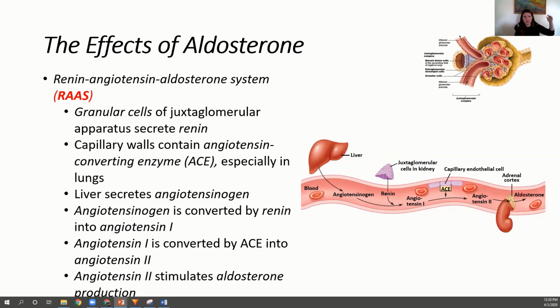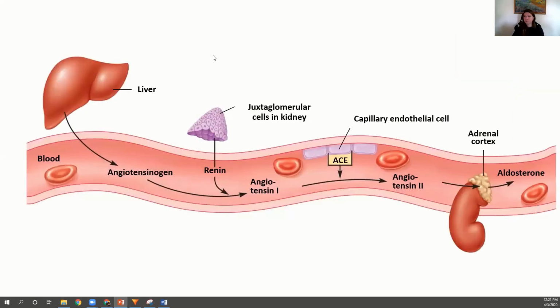So we have our angiotensin being secreted by the liver. Oh, actually, I think that's what the next picture is. Okay. So one part of this pathway is that we have our liver. It's secreting angiotensin. Angiotensin is moving through our blood.